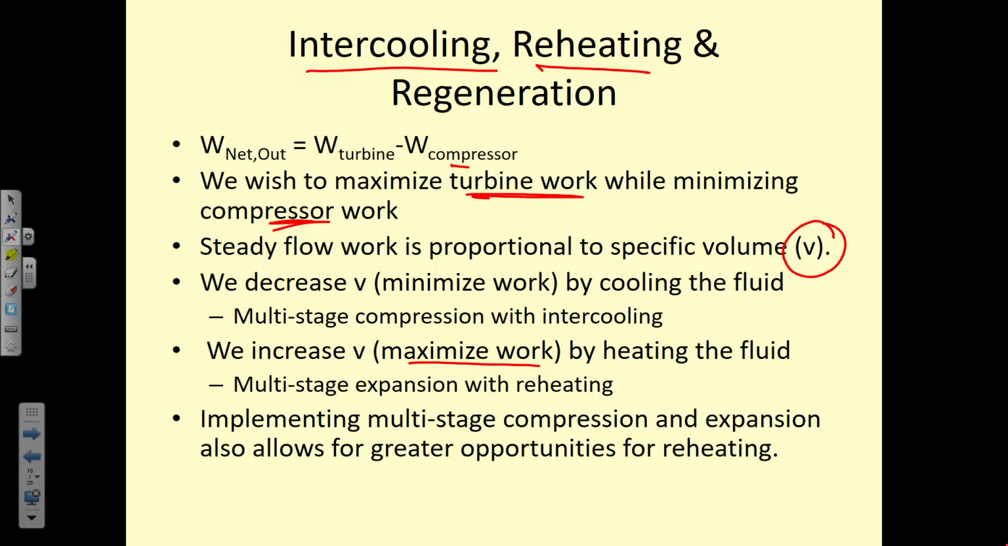We're going to cool the gas, and it's not convenient to cool it as it's being compressed. We do it in intermediate phases. The same thing applies for a turbine. It's not really convenient to heat the gas as it's being expanded in the turbine. We expand to a certain state, heat it back up, and then expand it again. So this is multi-stage compression and multi-stage expansion with intercooling or reheating depending on what your desire is.